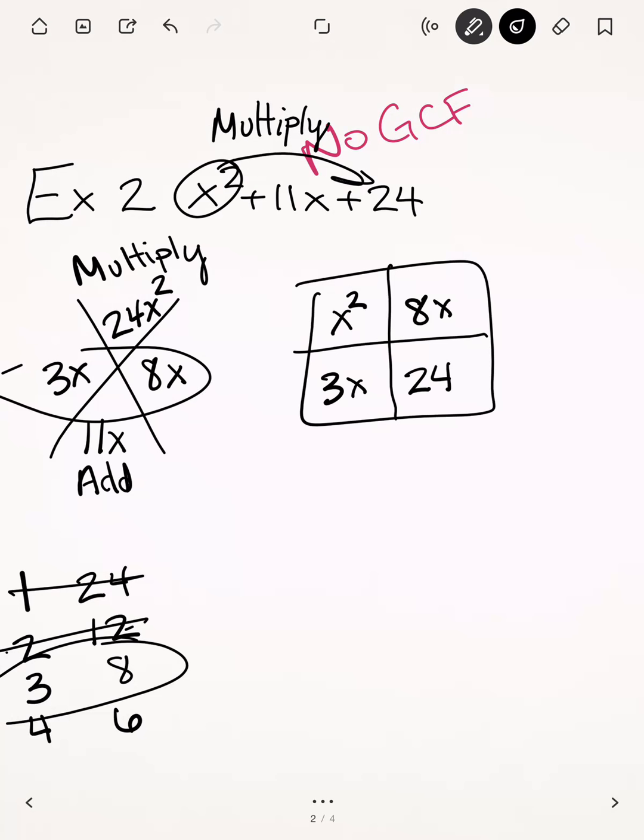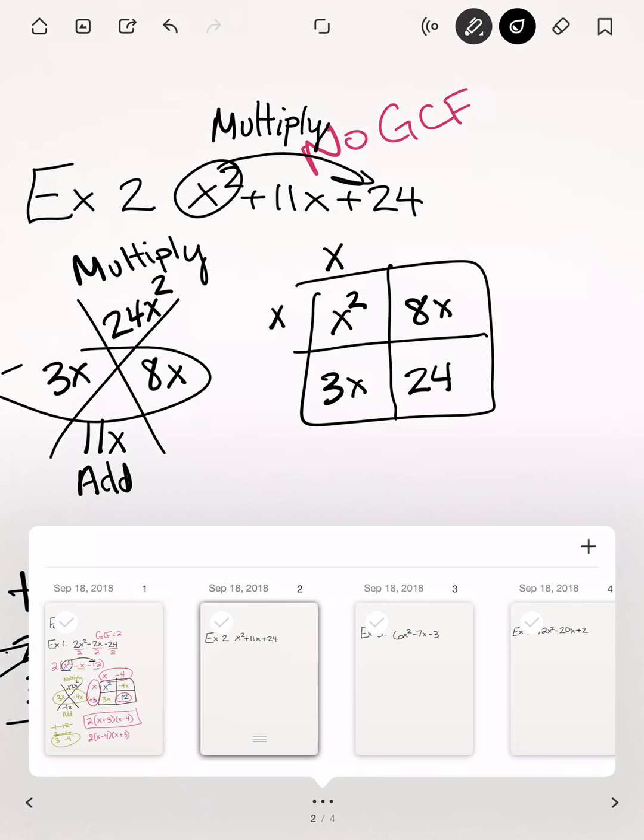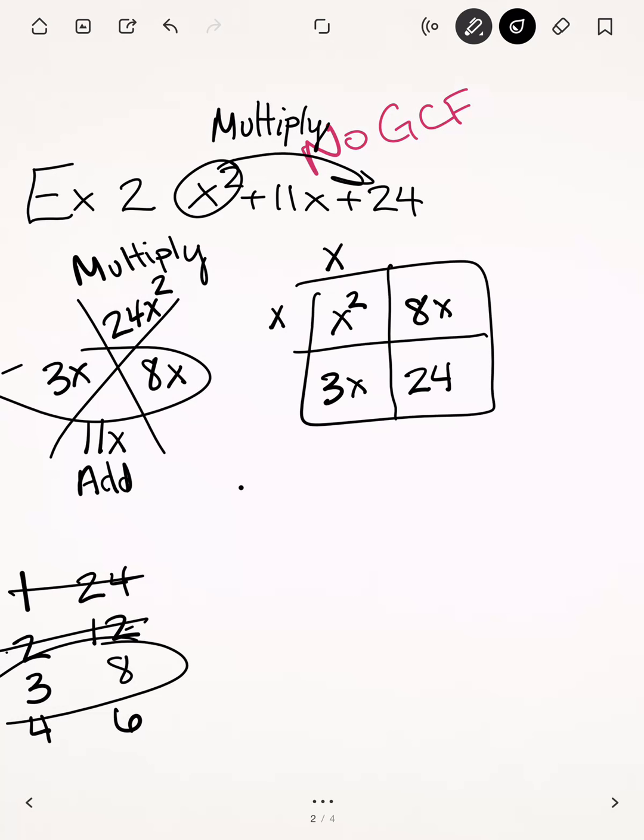So now I look. What does x squared and 3x have in common? Well, they both have an x in common. Well, x times what gives me an x squared? Well, x times x. Okay, so again, the opposite of the box method for multiplying. Then x times what gives me a 3x? Positive 3. X times what gives me an 8x?